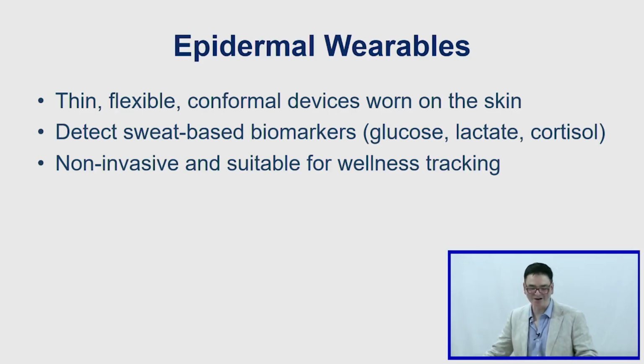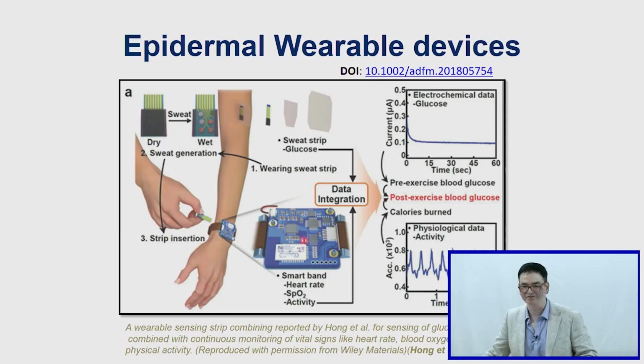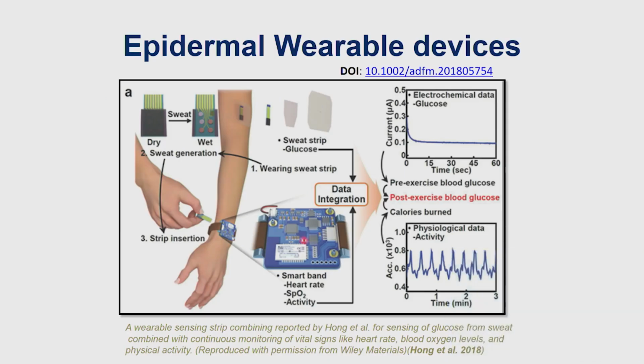Okay, so epidermal devices are basically non-invasive devices, and they're suitable for tracking wellness. Here's the first example of an epidermal device. This was some work that was published in 2018, and here is the work done by Hong et al., where you can see he's got this sweat strip glucose sensor. If you look, what he's done is he's got something similar to a glucose watch. He's got a strip that's inserted. It starts dry, then it absorbs the sweat, goes into a wet state, and then he's measuring on that, and then you have the data integration using a PCB-based circuit that's there.